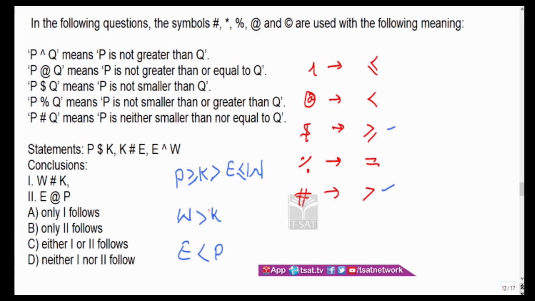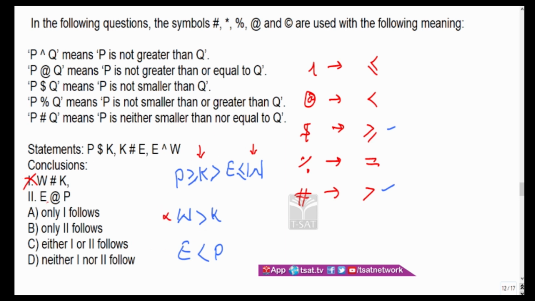Now, from this statement, let's find out the conclusions. The relation is between W and K. Where is W? W is here and K is here. And he is saying that W is greater than K. See, between W and K you have two opposite symbols. One is greater than, the other one is less than. So when you have two opposite symbols, obviously this conclusion becomes wrong. So this conclusion is wrong.